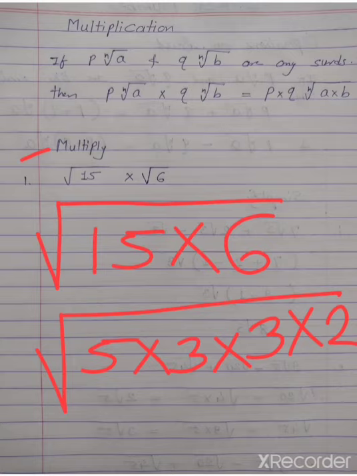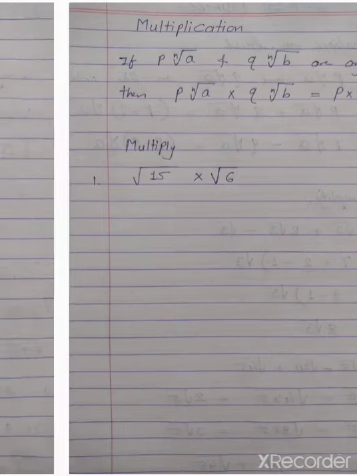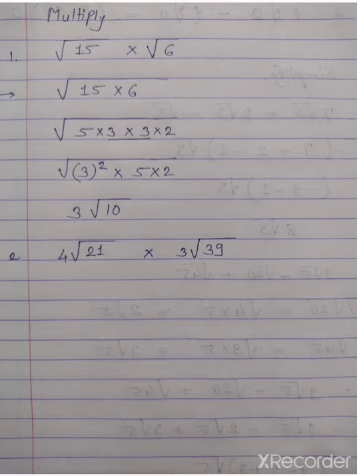Now take a pair of the same number. So you can pair the 3. So we can write this as 3 square into 5 into 2. When this 3 square comes out of the radical sign, it will become only 3, because square and square root eliminate each other. So here I take this 3 outside the radical and multiply these two numbers. So we will get the final answer 3 root 10. Let us solve the next one.